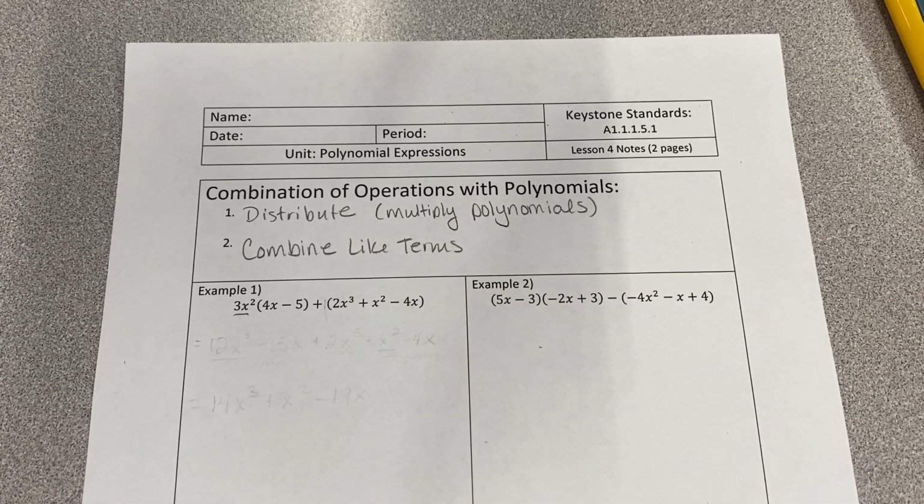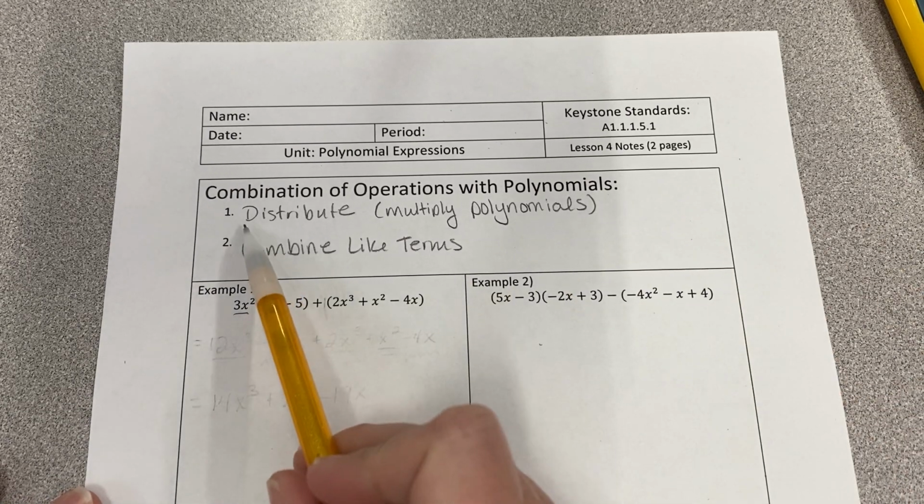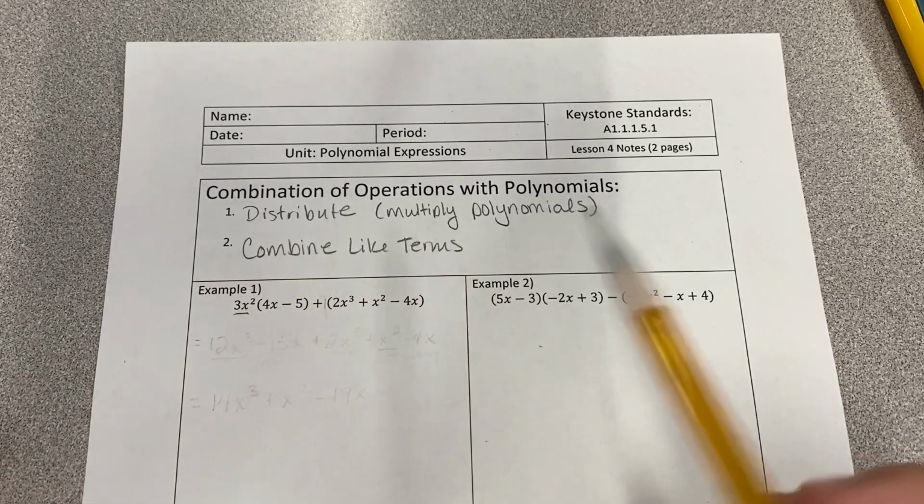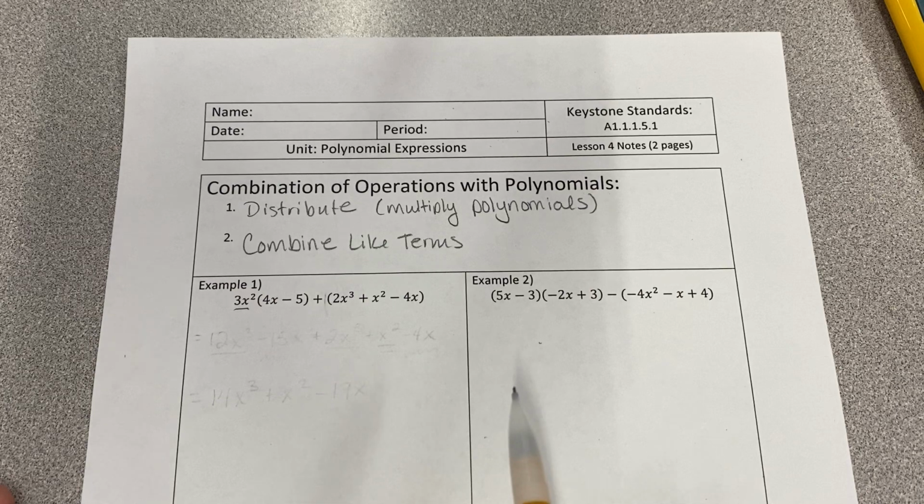So we're combining our operations. We have some multiplying, adding, subtracting. We're going to throw it all together here. No dividing though. We'll leave that for the next course. So the first thing we're going to do is distribute, or in other words, we're going to multiply the polynomials, and then after we're done with that, we combine like terms.